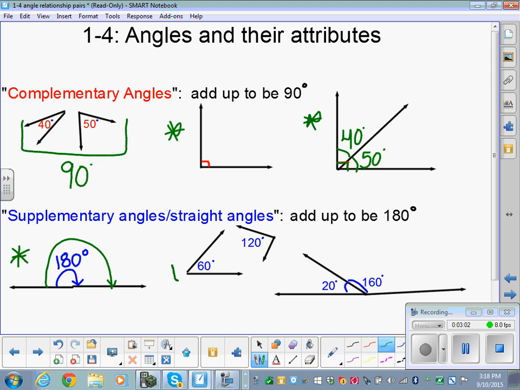Right here, these are supplementary angles because if you were to sum them up, 60 degrees plus 120 is 180 degrees. Definitely supplementary then. Also looking at this right here, here's another straight line angles because the straight line adds up to be 180 degrees. These are supplementary angles, and we see that we have 20 degrees and 160 degrees split up here. This one's 20, this one's 160, so those are definitely supplementary angles. They add up to be 180 degrees.